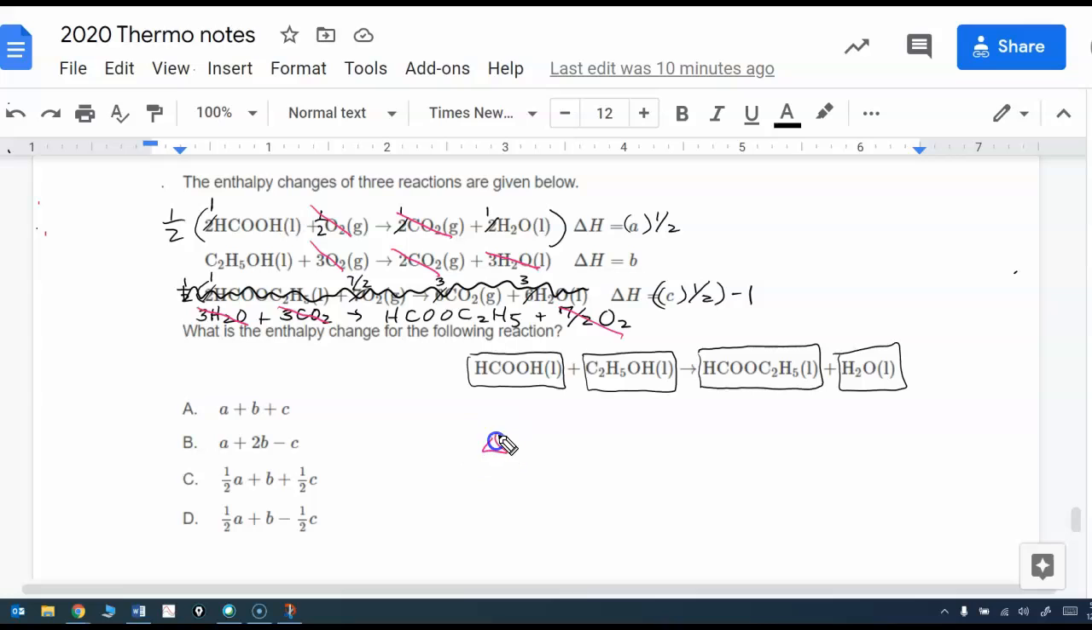So my overall delta H, I'm going to add all this up. I'm going to have A plus B plus a negative C over 2. And do we have anything that matches that? I have A plus B plus, and then we should be picking D for our correct answer there. Woo, that was a good one.